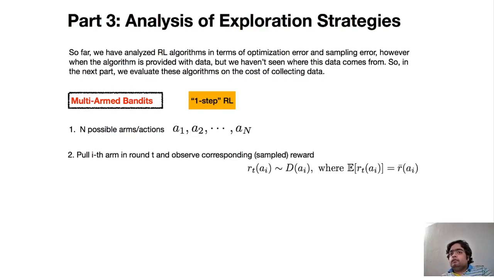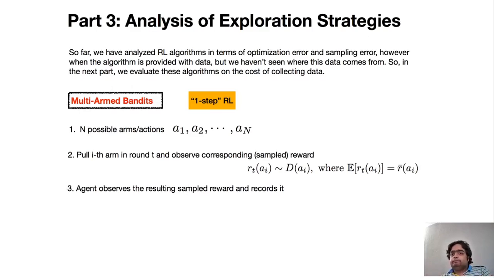In round T, you would pull the ith arm and observe the corresponding sampled reward. We assume that the rewards are stochastic, but the expected reward is given by R bar for each arm ai. And you are observing a stochastic sample from this distribution D over ai, which specifies the reward function distribution at each round T. You observe this reward and you record it, and you use this to obtain a good strategy for the bandit problem for the future steps.